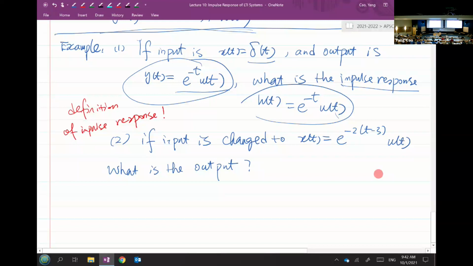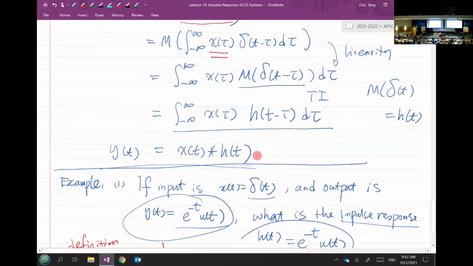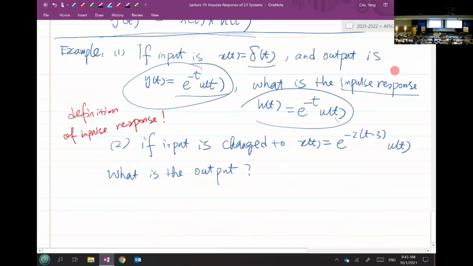So this is basically a direct application of the theorem that we just listed over here. You're able to obtain the impulse response, and then you're given a new input and being asked about the new output, right? So without doing anything, you should write down my new output should be this new input convolved with the impulse response h of t.